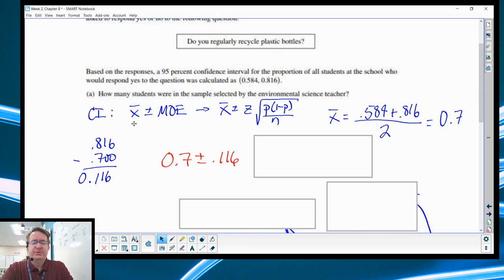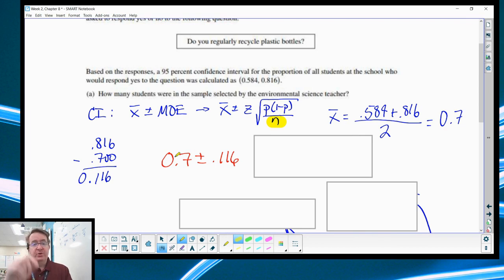So remember, a confidence interval is our mean plus or minus our margin of error. In this case, our margin of error is going to be z times the square root of p times 1 minus p all over n. We need to find a few things first because what we want to get is n. So that means we need to figure out the z, the p-hat, and the margin of error, so we can plug those parts in and solve for the missing part. Now for the p-hat, you just average the ends of your confidence interval. So I take 0.584 and 0.816, add them together, divide by 2, and I get an average of 0.7 right over here. So that is going to be my p-hat.